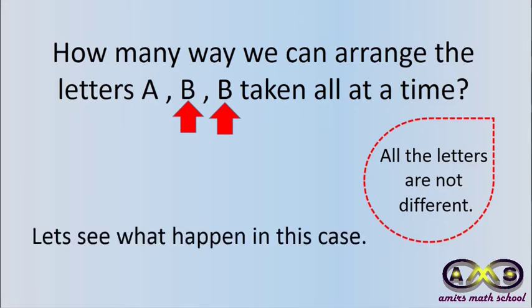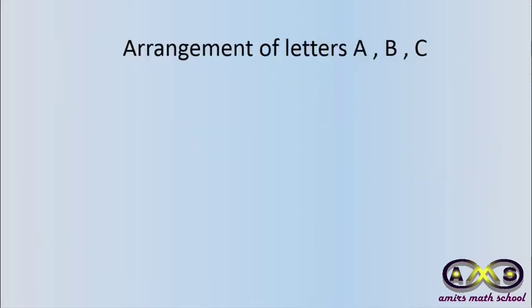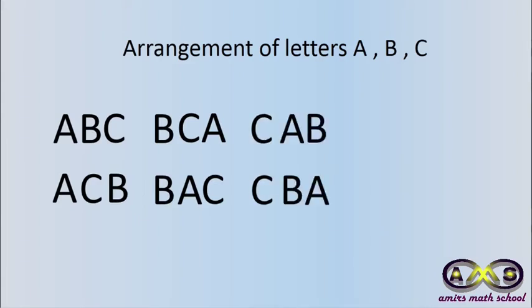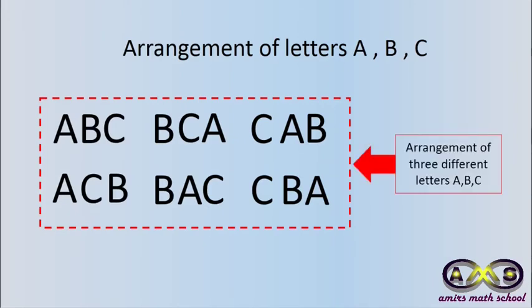Let's see what happened in this case. If we arrange the letters A, B, C taken all at a time, we have A, B, C, A, C, B, B, C, A, B, A, C, C, A, B, and C, B, A. These are 6 arrangements of the 3 different letters A, B, C. If we replace C with B, we will get the arrangements of the letters A, B, B. So let's replace all the C with B.